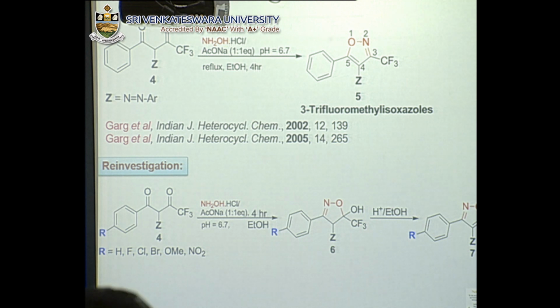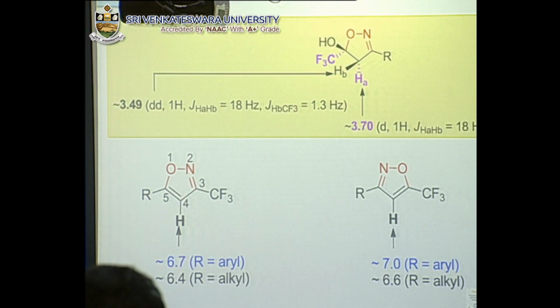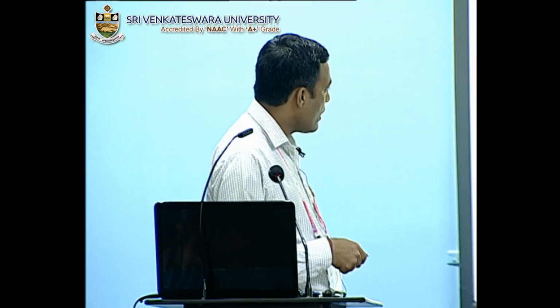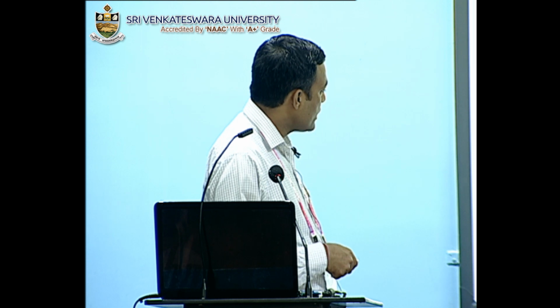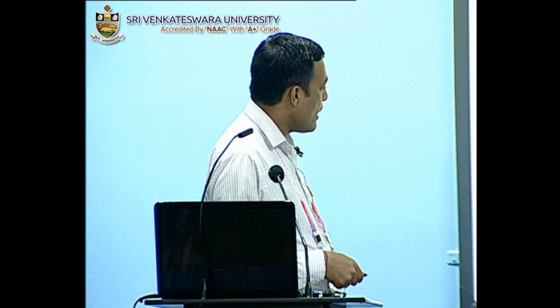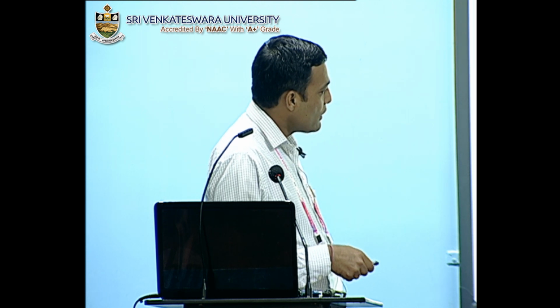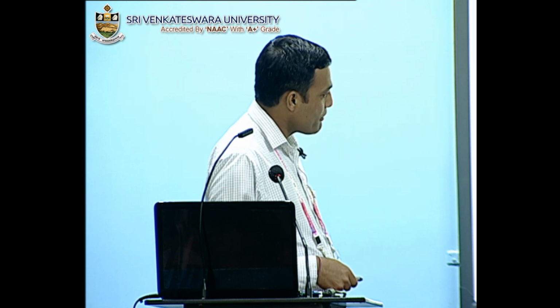So the structures of these compounds were characterized easily on the basis of proton NMR, as we got the signals at 3.49 doublet and 3.7 doublet for these two protons. And these isomeric compounds can be distinguished on the basis of the signal of this fourth proton, because in case of 3-trifluoromethylpyrazole, this proton appears at this value. However, in case of 5-trifluoromethyl isoxazole, it appears at this value. So we can easily distinguish these compounds.